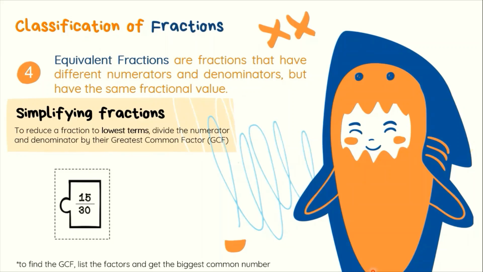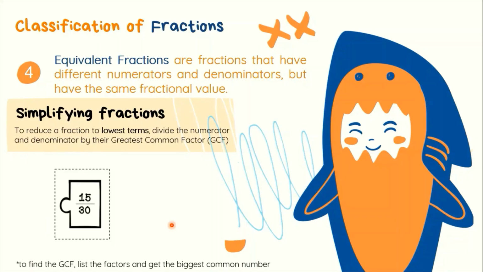To find the GCF, you have to list the factors and get the biggest common number. So, ating ililista yung factors ng numerators na 15, ganun din yung factors ni 30, which is the denominator, at yung pinakamalaking number na pareho sa kanilang dalawa, yun yung kanilang GCF.